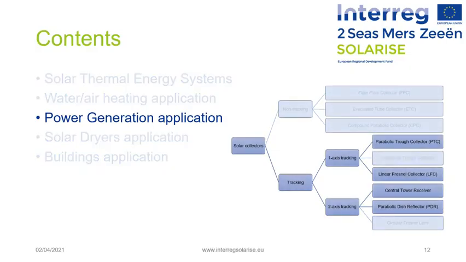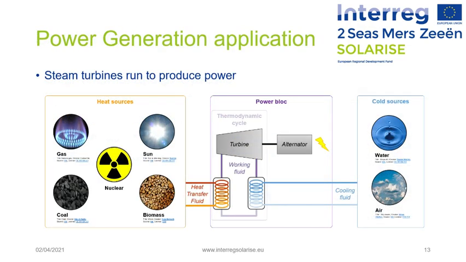Let's move now on to the power generation application. It will concern the tracking system, where we will focus on 4 solar collectors, 2 with 1-axis tracking and 2 with 2-axis tracking. Power generation is usually made through a process where thermal energy from a heat source is converted into mechanical energy with a turbine and then converted again into electricity with an alternator.